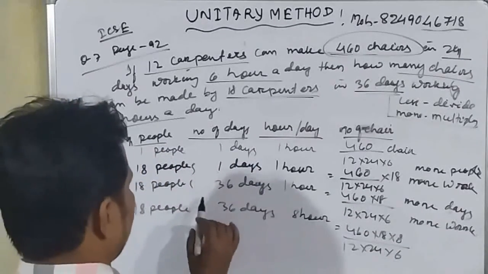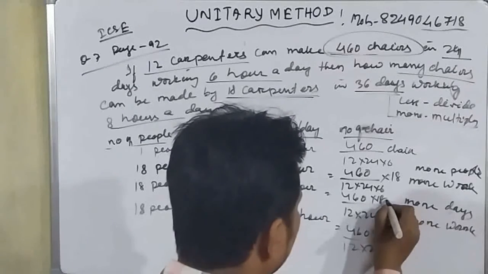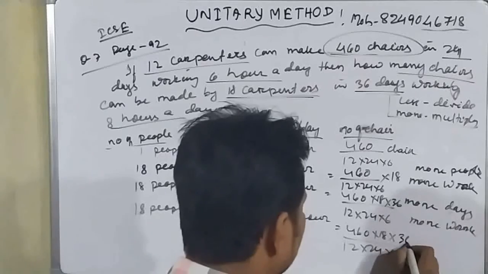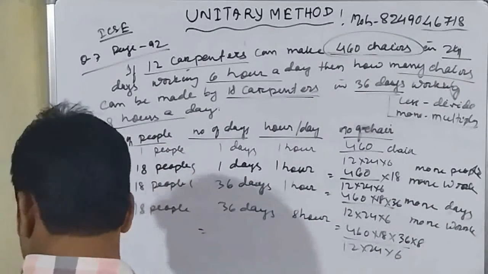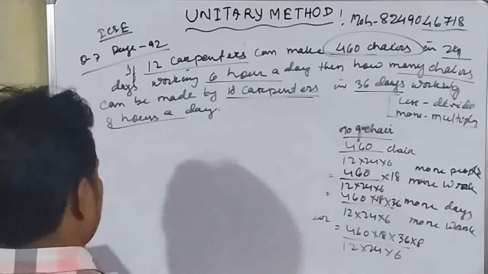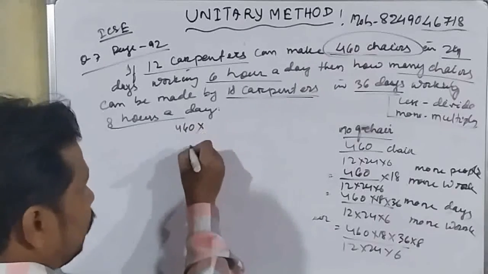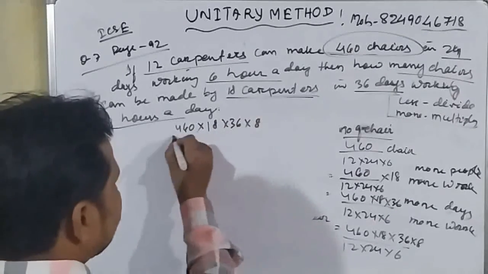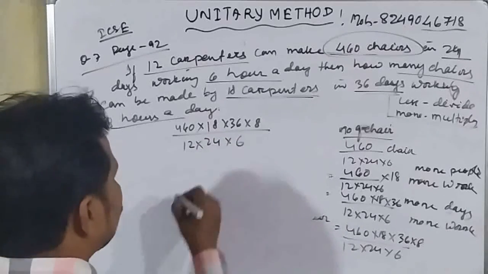Okay student, 18 into 36. Where is 36? I have not written 36 here. So here it is 18 into 36 into 8. Okay student, now you will solve this, simplify these things. What will the result be? The result is 460 into 18 into 36 into 8 divided by 12 into 24 into 6.